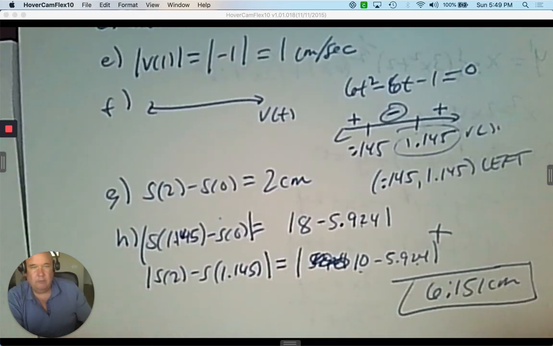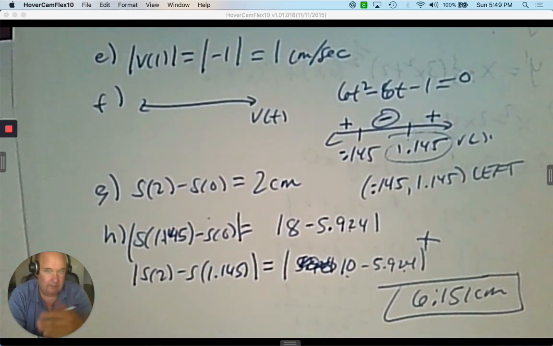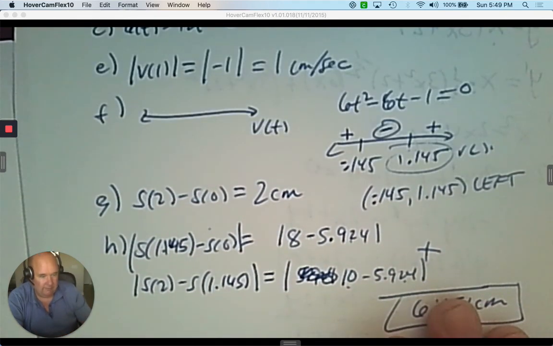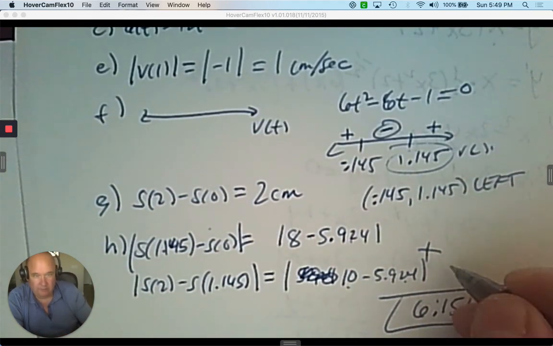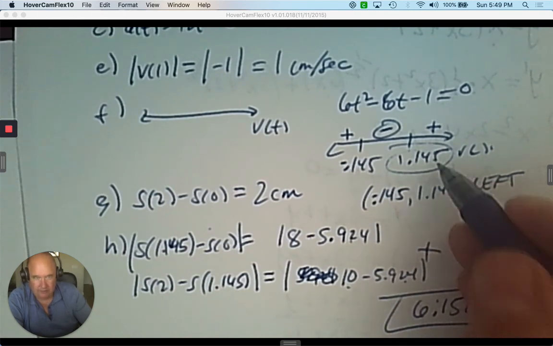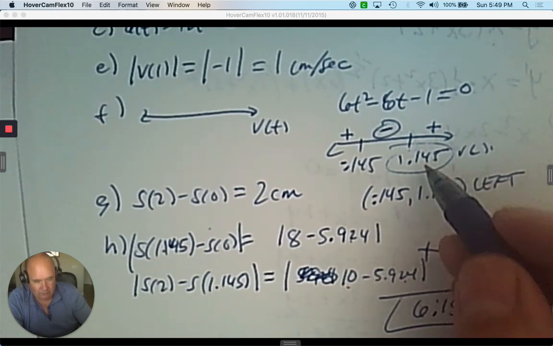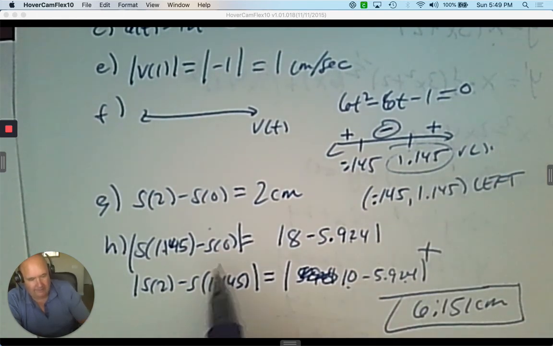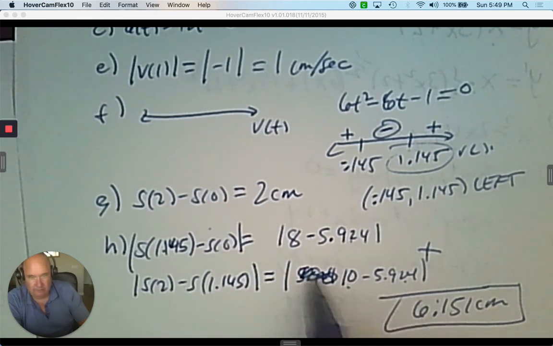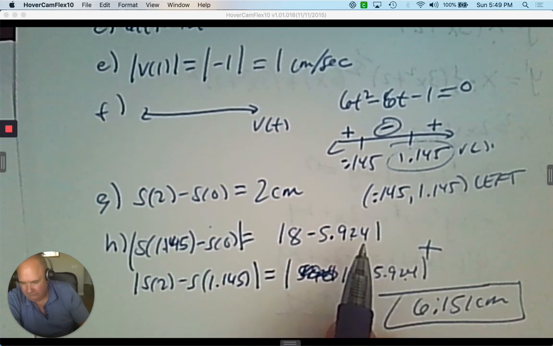So the numbers are super awkward, but the concept I definitely want you to feel very confident in: if I want to know total distance, I need to know when the object changed directions. If it changed directions in my interval, then I have to set up each situation, left and right, absolute value, and then find the distance that way. I and J, here we go.